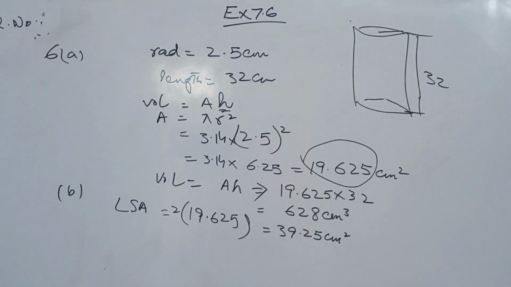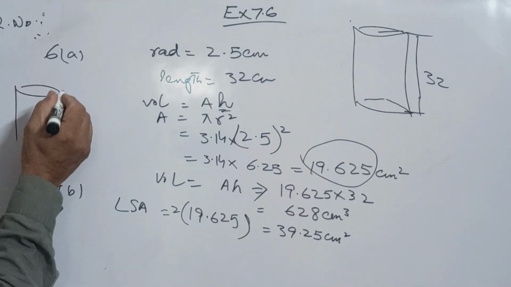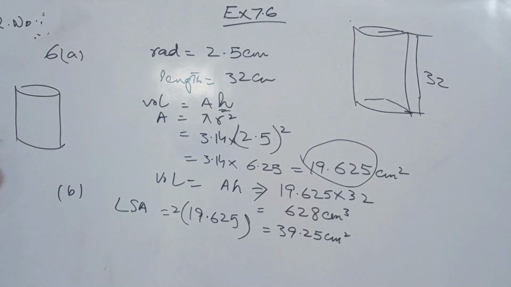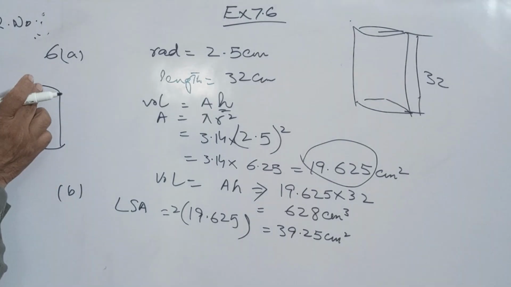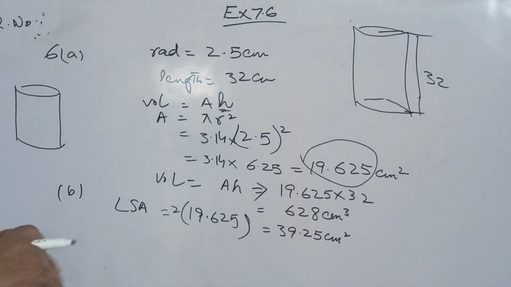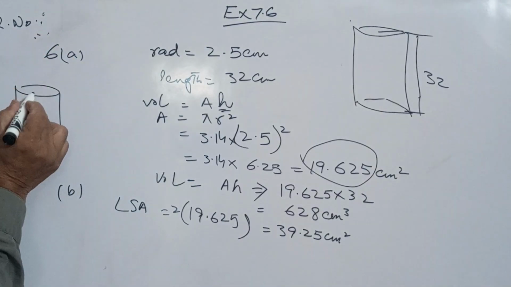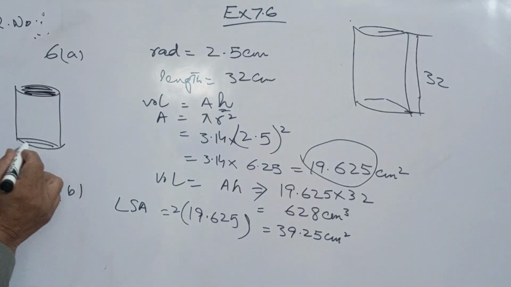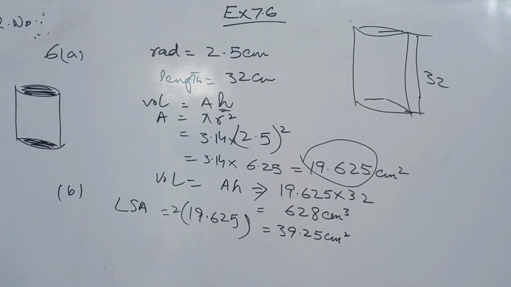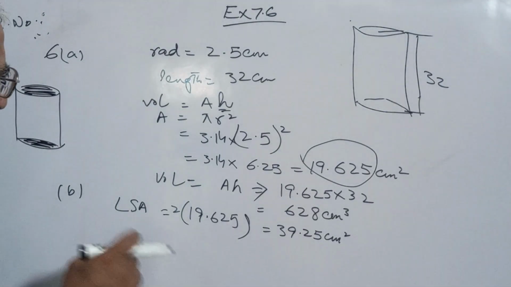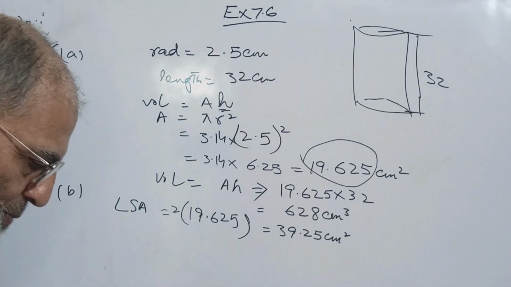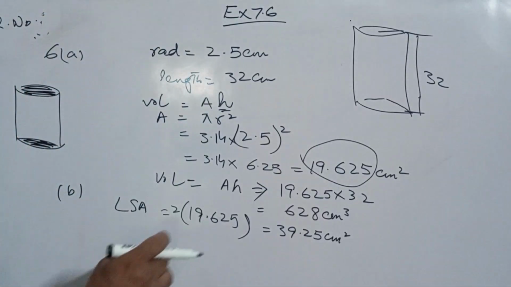Now, please read the question before you do it, because at first it was a cylinder, open at this end and open at this end, open at both the ends. But when some papers were wrapped inside, it is sealed now. It is sealed from both ends. When it is sealed, then the area of this is also counted in this whole process.